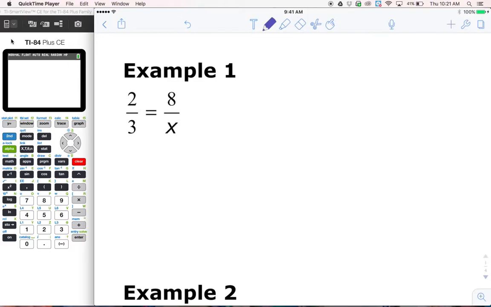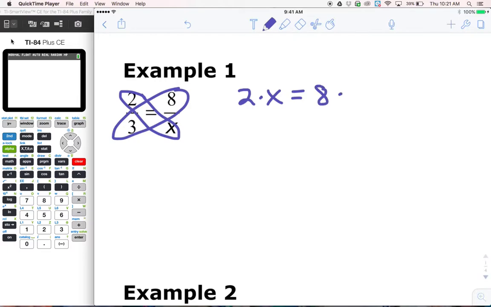Because I have two proportions that are equal to each other, I can say, okay, well, 2 times x is going to be equal to 8 times 3. Okay, 2 times x is equal to 8 times 3. So this is really 2x is equal to 24. Well, that's a problem I know how to solve, right? We're just going to divide both sides by 2. And we're going to see that x is equal to 12.